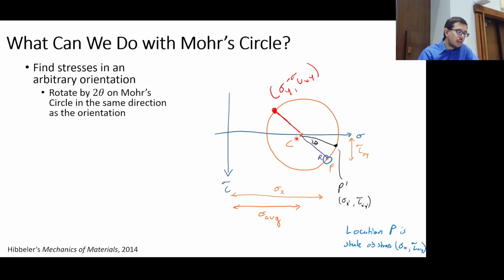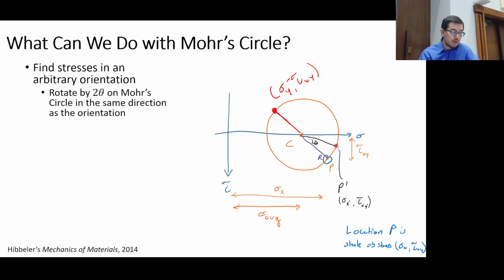So what we're saying on here is that we can depict the state of stress. And then we can go about and we can figure out how a rotation on the material element affects a new location on Mohr's circle.